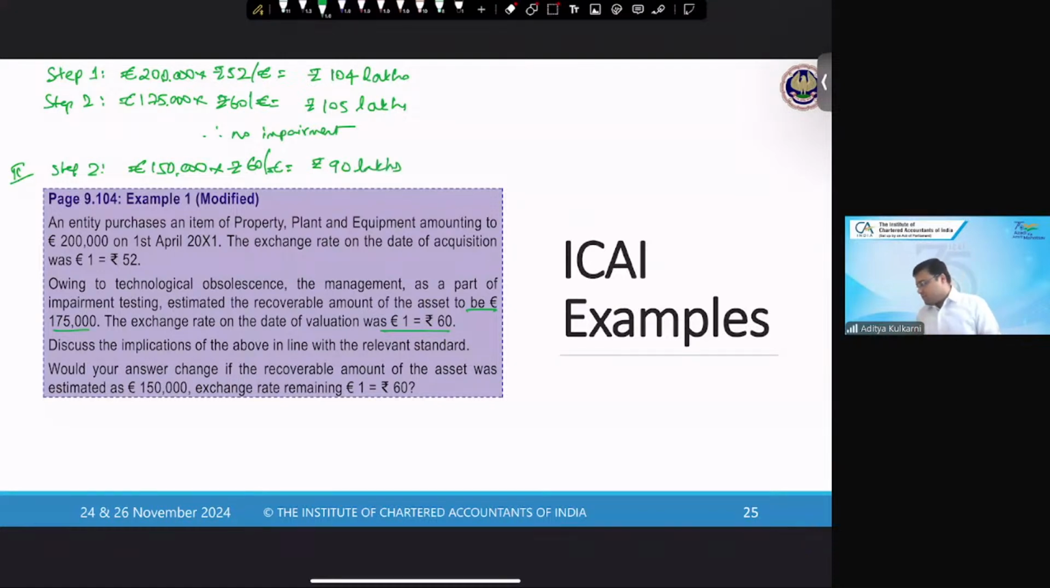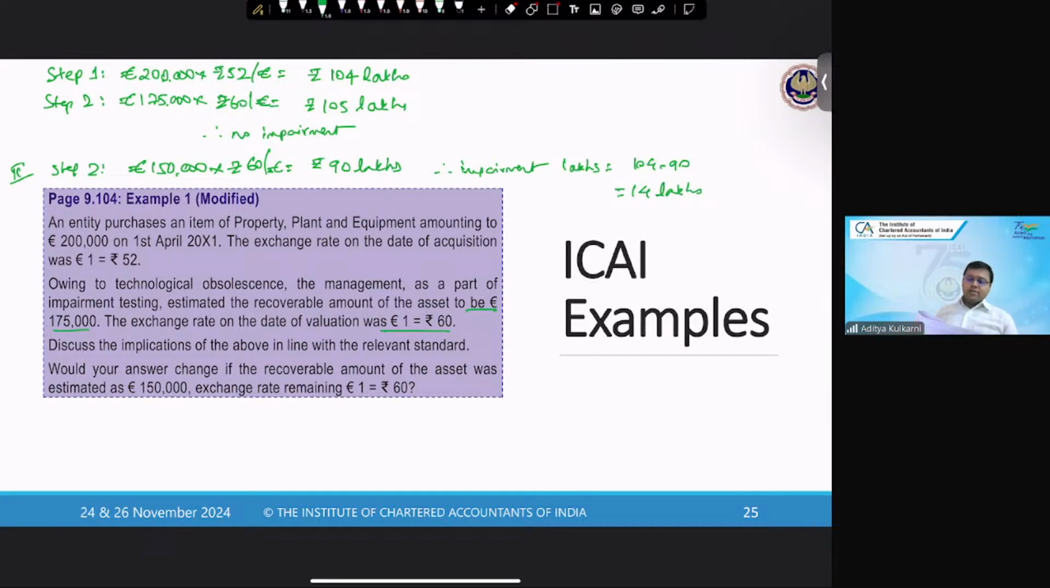So therefore, what will be your impairment loss? So original cost 104 lakhs minus 90 lakhs, right? Yes, 14 lakhs, not 15. 104 minus 90, 14 lakhs. My bad. Okay, 14 lakhs.